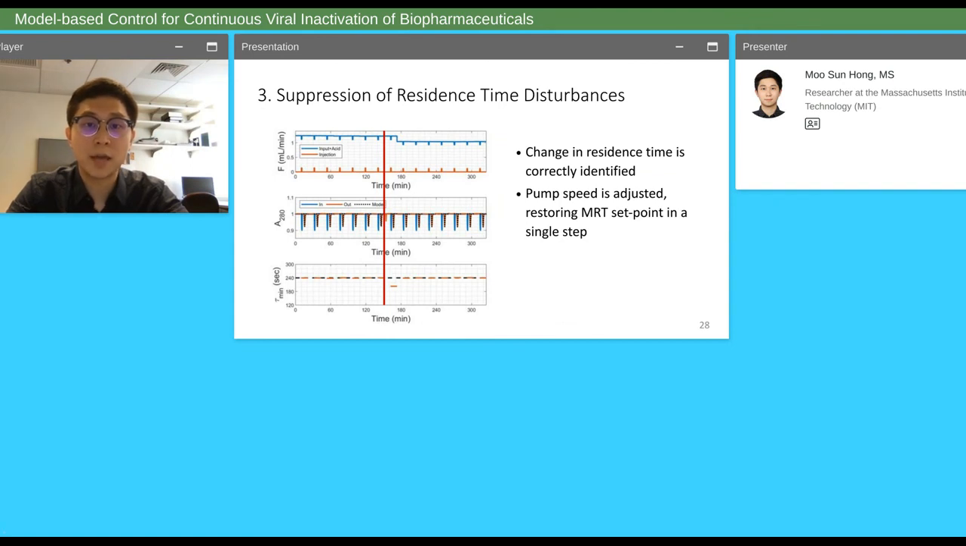The plots on this slide show the experimental results for disturbance rejection of the minimum residence time controller. The red vertical line shows the time when the length of the tube was decreased with the tube clamps. We can see from the second plot that the model correctly predicted the output of each water injection even after the sudden disturbance was introduced into the system. And we can see from the bottom plot that the minimum residence time measurement correctly identified the sudden change in the system residence time. Then the controller adjusted the pump speed accordingly and restored the original residence time set point again in a single step.